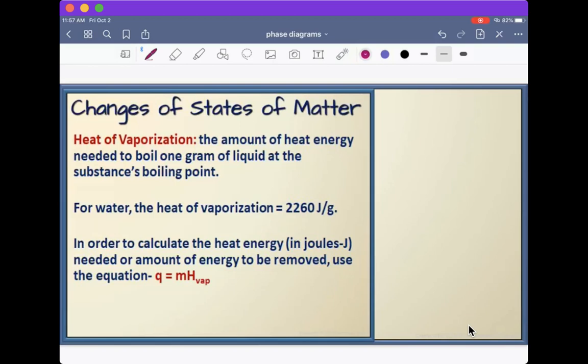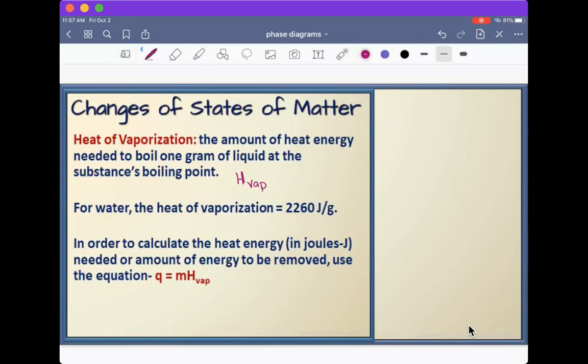So that brings us to another vocabulary word called the heat of vaporization. You will see the heat of vaporization symbolized as an H, which stands for a term called enthalpy, and then it'll have a little subscript of vap. So that is your heat of vaporization. Now, what that is, it's the amount of heat energy needed to boil 1 gram of a liquid.